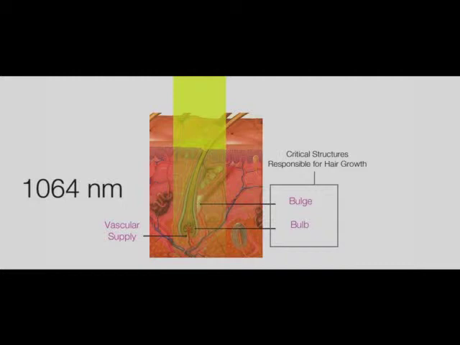Light energy is converted to heat energy. This energy, when applied for the correct amount of time, damages the source of growth of the hair follicle while keeping the surrounding tissue healthy.